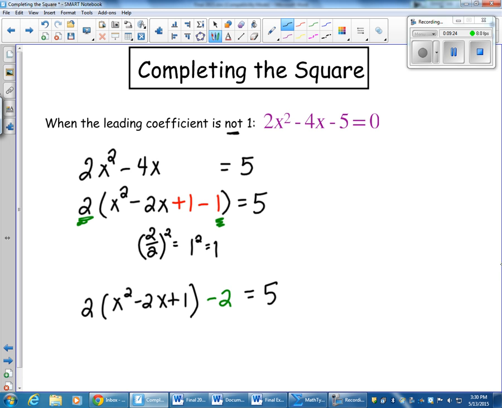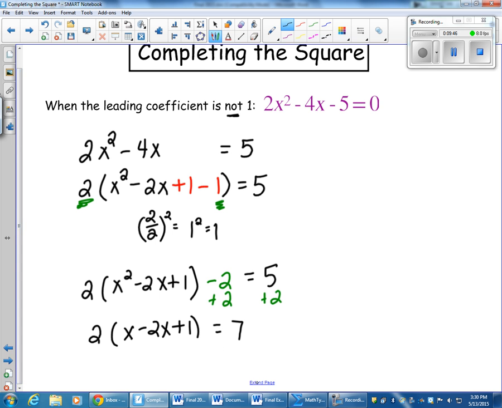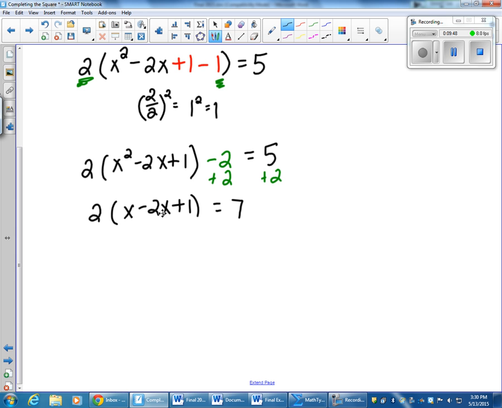Now I can add it to the other side. So see how you couldn't add it at first, because if you had added it at first it would have only been a 1, but it's not really a 1, it's a 2. Then the rest of the process is the same.